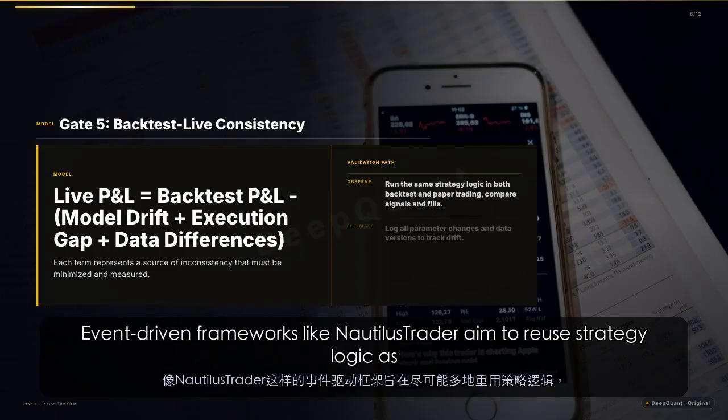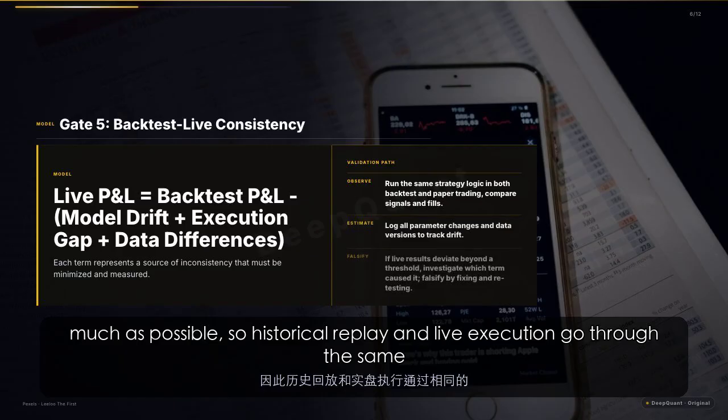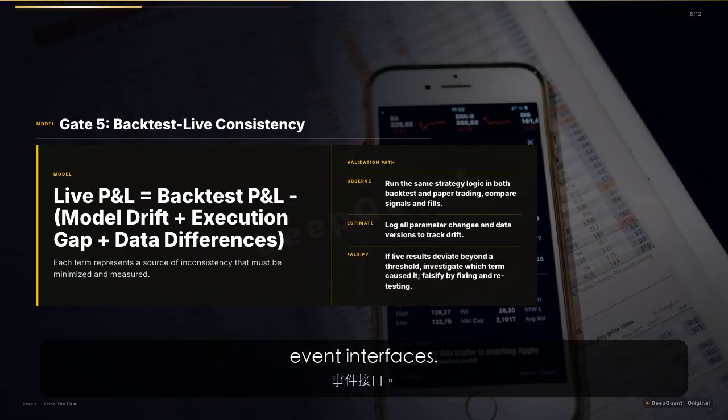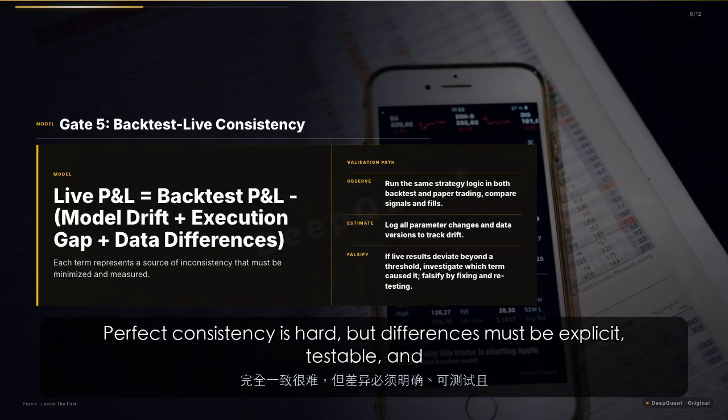Event-driven frameworks like NautilusTrader aim to reuse strategy logic as much as possible, so historical replay and live execution go through the same event interfaces. Perfect consistency is hard, but differences must be explicit, testable, and recorded.